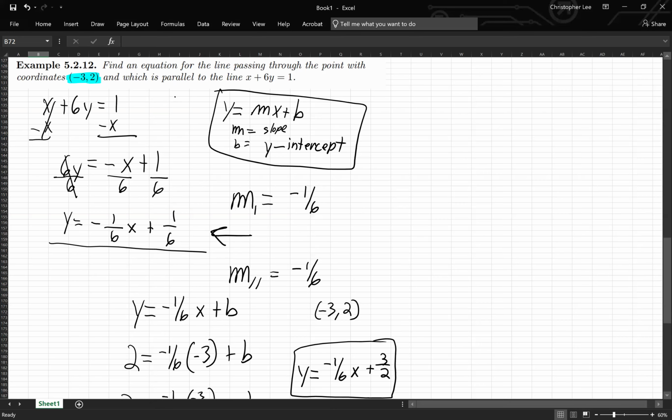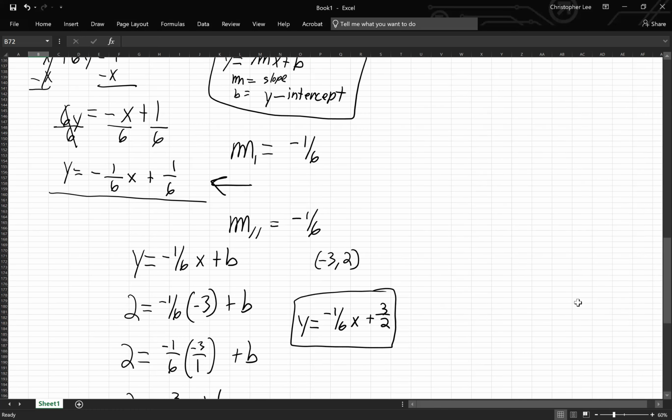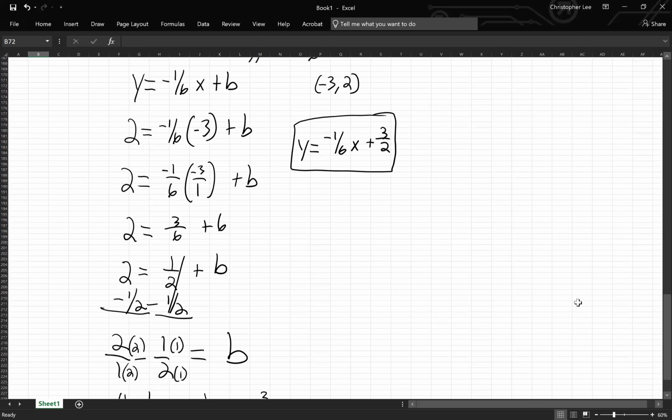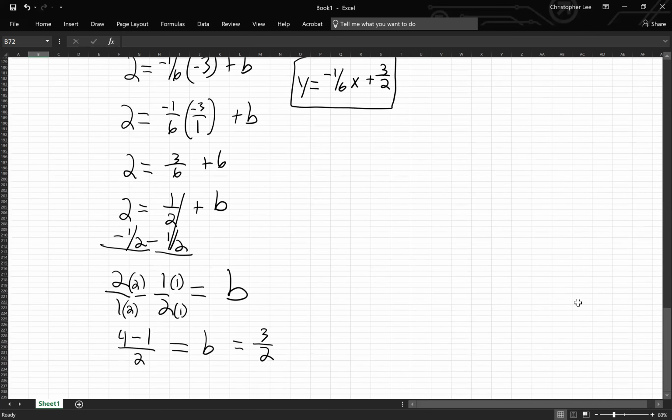I've got to do it a few more times. I got you. So the answer is y equals -1/6 x plus 3/2. And the 3/2 we got because we did 2 equals -1/6 times -3 plus b, since -3 and 2 was the plug-in. That's correct. It doesn't matter what number you plug in, but they gave us one point to plug in, so that's why we used it.